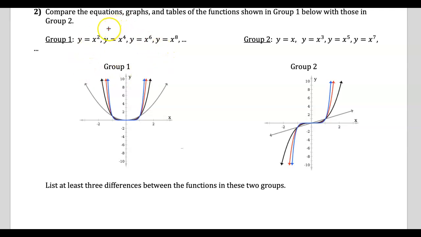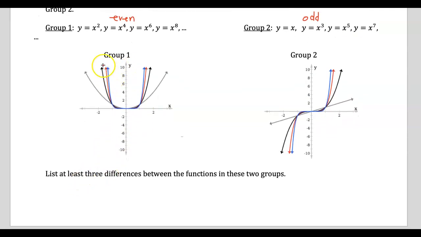Over here, we have even exponents and odd exponents. So what's the difference between these two? What do you notice? Well, I'll tell you one thing that jumps out at me: notice in group 1, since they're all even powers, all of the function values are positive or 0 here. So group 1 is positive or the function is positive or 0, right?